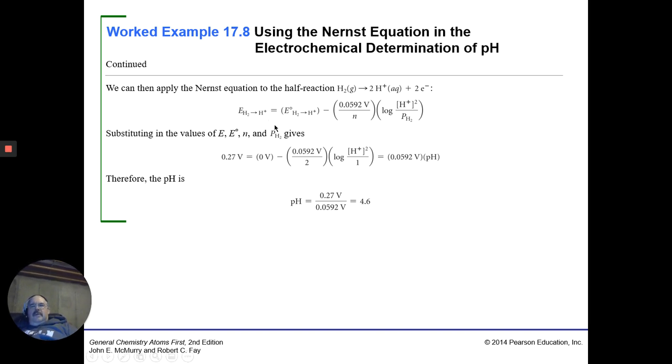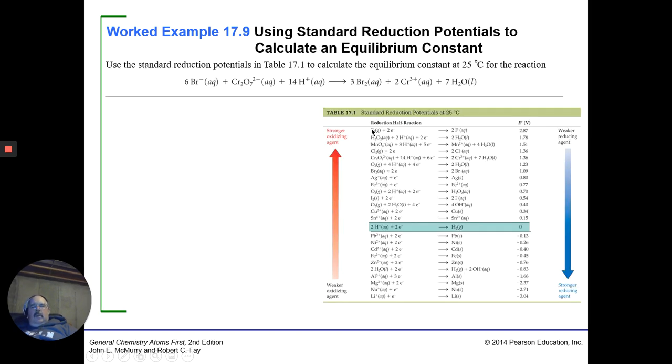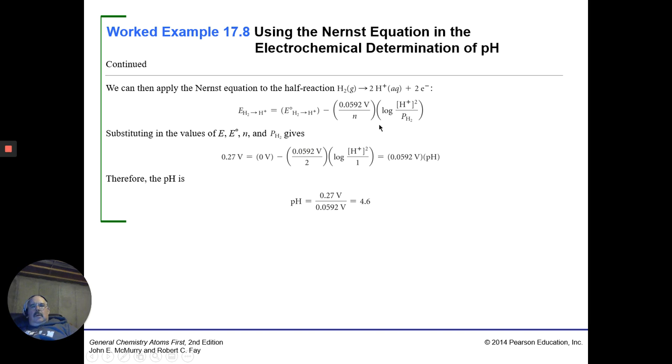Okay, so using the Nernst equation, we want to calculate the pH here, and we're given that the pressure of hydrogen gas is 1. Let me go back. Okay, there's 2 electrons being transferred. The standard half cell potential for the hydrogen electrode is 0. Under these conditions, we see the half cell potential, or the anode potential here, is 0.27.